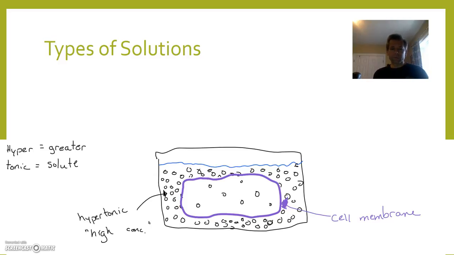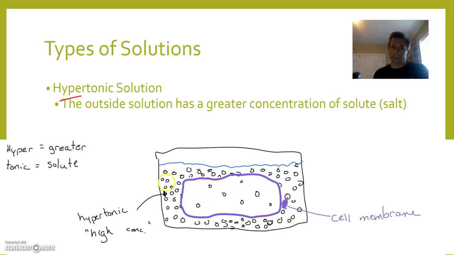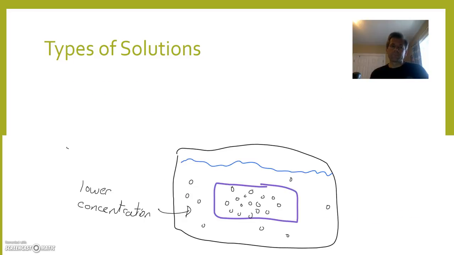A couple different types of solutions we'll talk about is hypertonic. Hyper means greater. So that basically means the solution the cell is sitting in has a greater concentration of solute. Like it might be in salt water. If you put the cell in the salt water, that'd be a hypertonic solution. You can kind of see that the salt inside the cell is definitely low concentration, and the salt outside the cell is in a high concentration. So we have to think about what's going on with that.